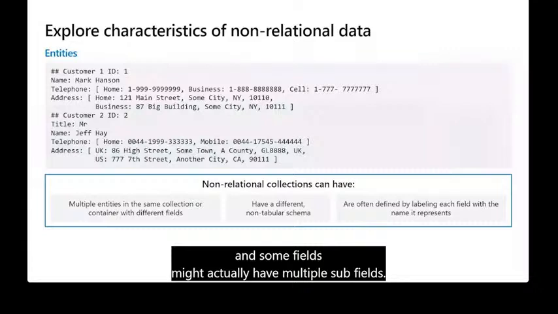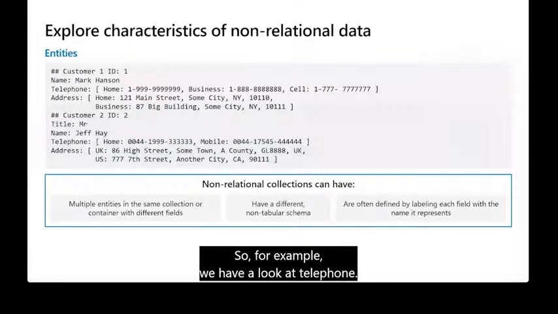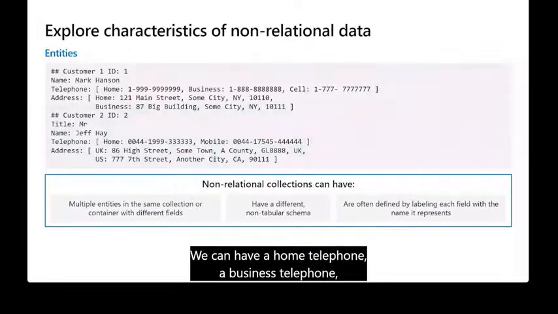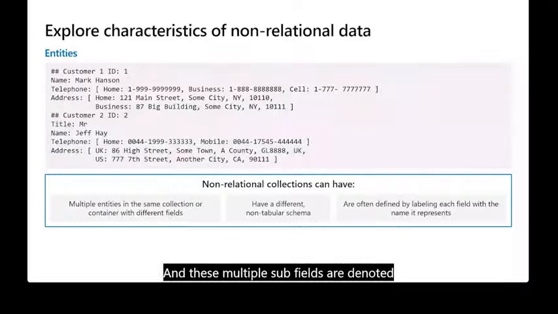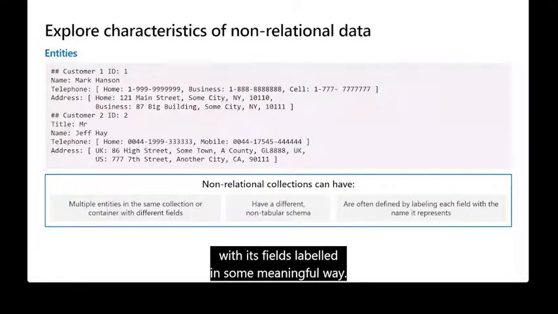Fields might actually have multiple subfields. For example, if we have a look at telephone, we can have a home telephone, a business telephone, a cell telephone. And these multiple subfields are denoted by enclosing them between square brackets. And so if we wanted to add a new customer to this non-relational data store, it's a matter of inserting an entity with its fields labeled in some meaningful way.